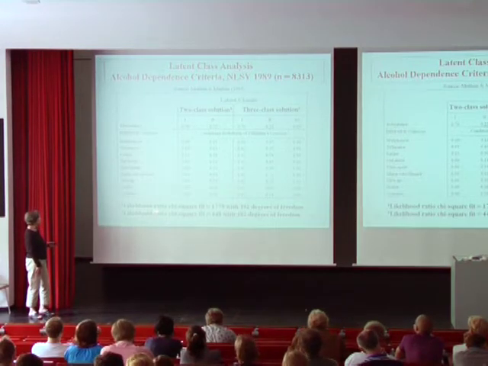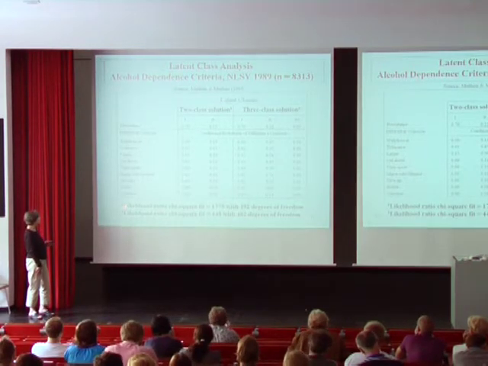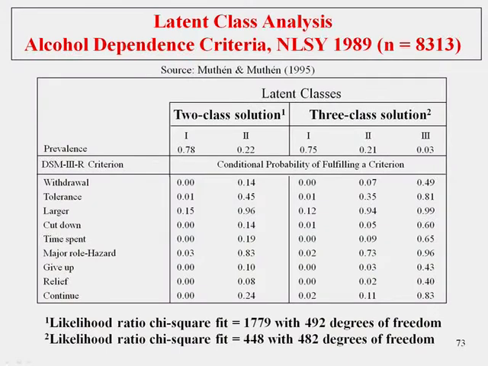If you look at the very bottom, you'll see that the likelihood ratio chi-square for the 2-class solution is very large, 1,779 with 492 degrees of freedom, whereas the likelihood ratio chi-square for the 3-class solution is much lower at 448 with 482 degrees of freedom. So we're going to concentrate on looking at the results from the 3-class solution.